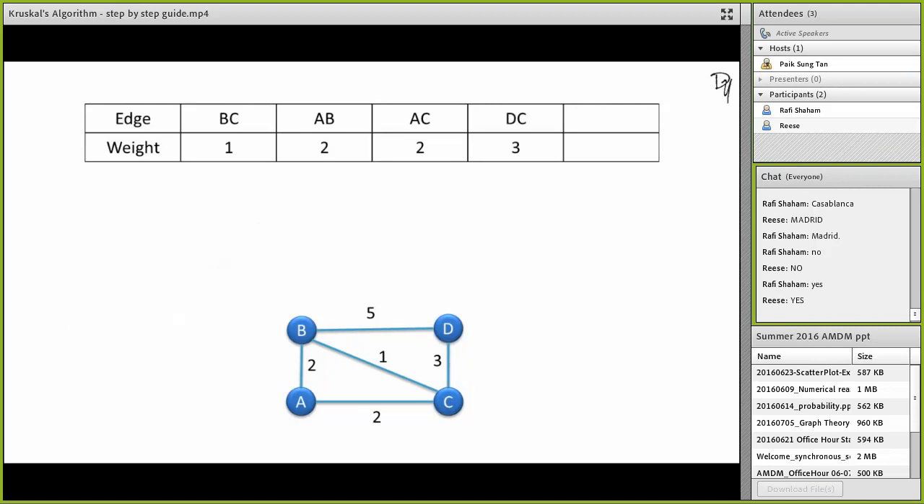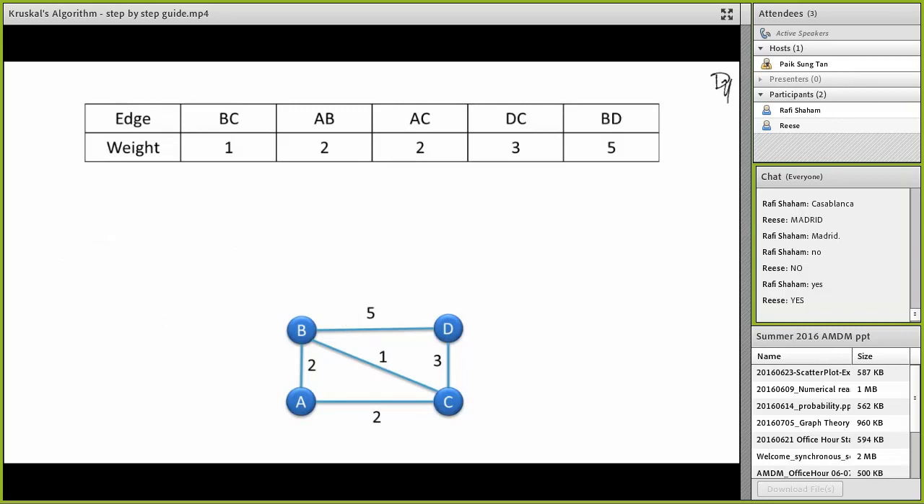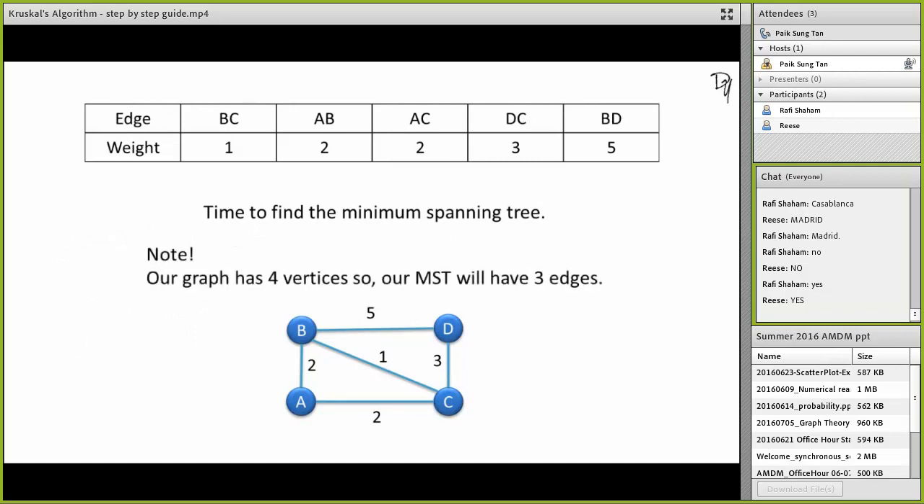And then go up to the next smaller one, which is the edge that connects DC. And then the one that... okay, this one just lists all the weights on the table in ascending order. So here's something very important, okay? Look at this part right here.